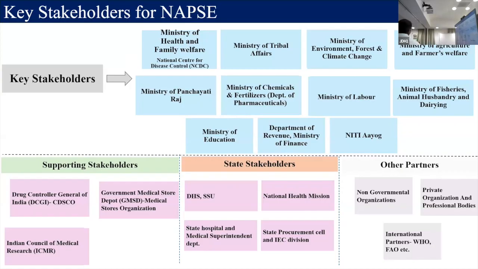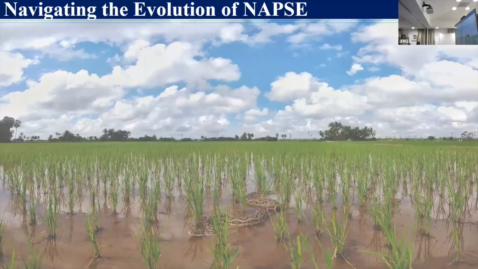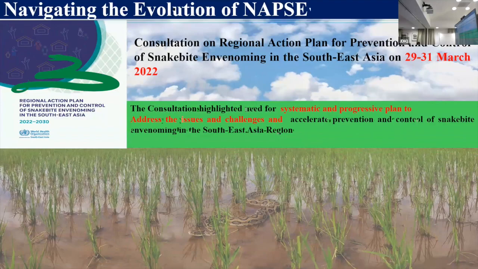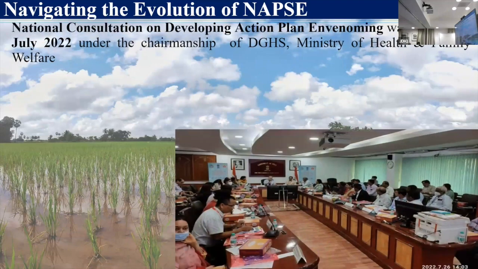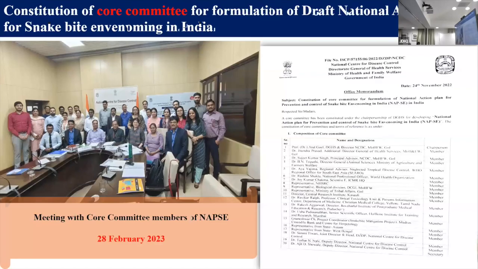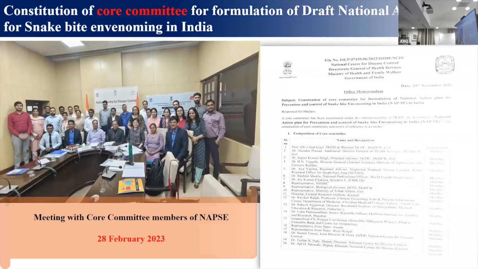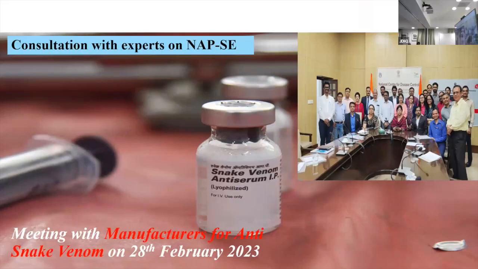Even the Drug Controller General, CDSCO, regulatory authorities, and obviously the most important part, NGOs and private partners, were taken into account. We developed this National Action Plan based on the WHO regional action plan recommendation. We had a first meeting in July 2022, and after that we constituted a core committee which drafted this action plan. We also had meetings with all the manufacturers because their viewpoint is most important. They are the suppliers not only for India but for many countries in South Asia and Africa.